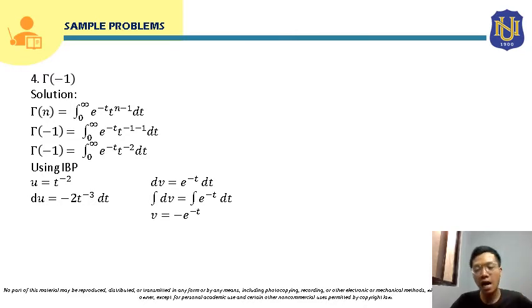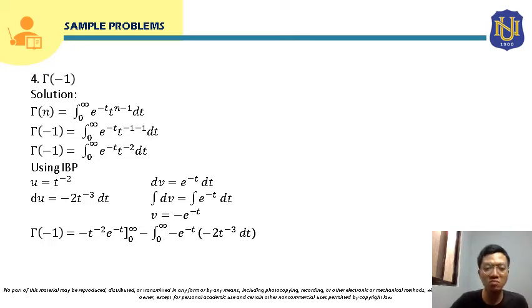Okay, so applying IBP, uv minus the integral of v du. So this will just be uv. This is our u, and this is our v, so this will be that. And then minus the integral of v du. Our v is this, negative e raised to negative t, and our du is this. So we'll just multiply it here.